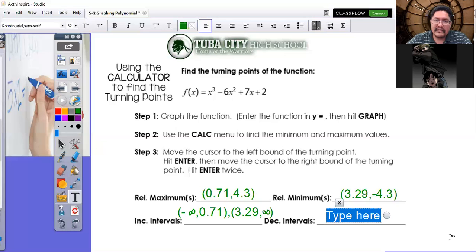All right, so now we're looking at the decreasing interval, which there's only one, and that's like the low to the high as we go down. And that is going to be this number here. So between those two numbers, between x of 0.71 and 3.29, those are the intervals that it's going down. After that, it stops going down in either direction.